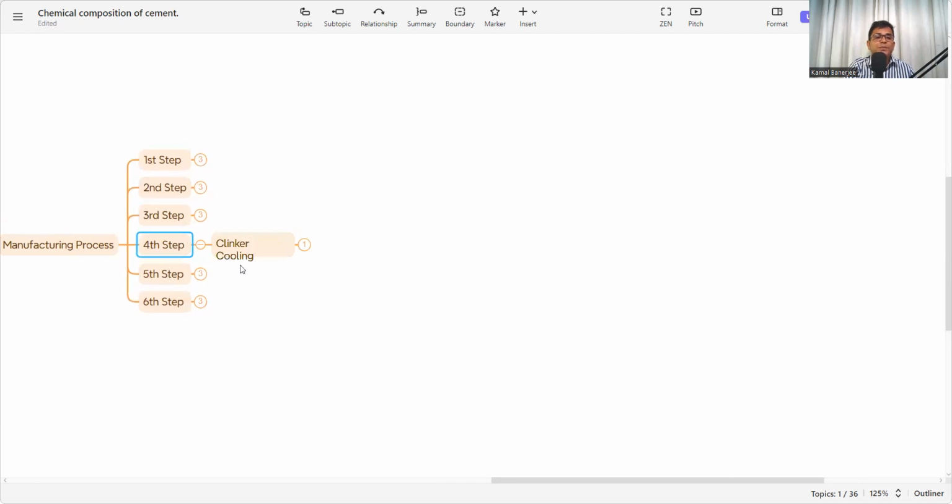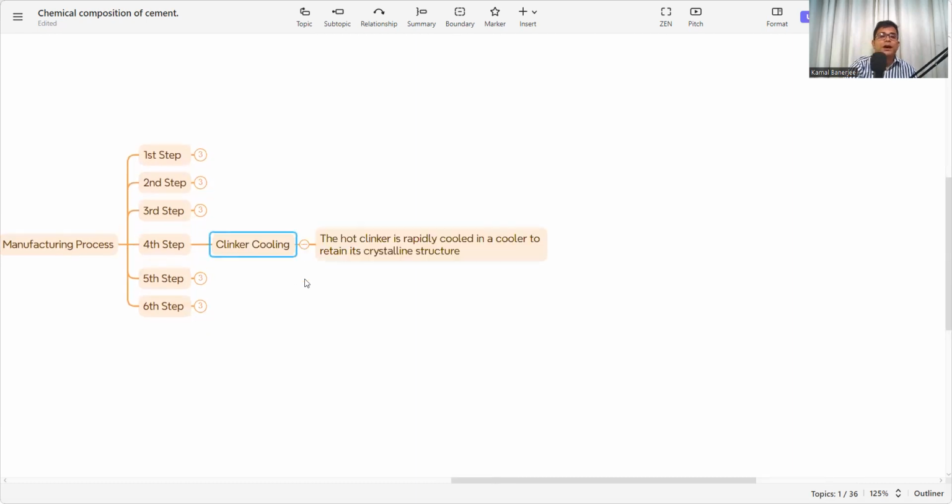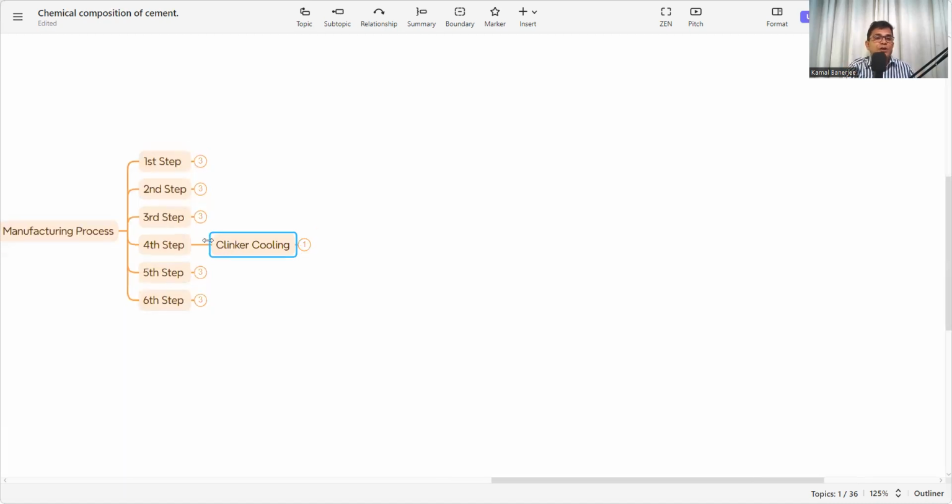And the fourth step is clinker cooling. Now, the hot clinker is rapidly cooled in a cooler to retain its crystalline structure. So we have heated to 1400 degrees centigrade. Now we make it cool rapidly so that the crystalline structure will remain. The fourth step is clinker cooling.